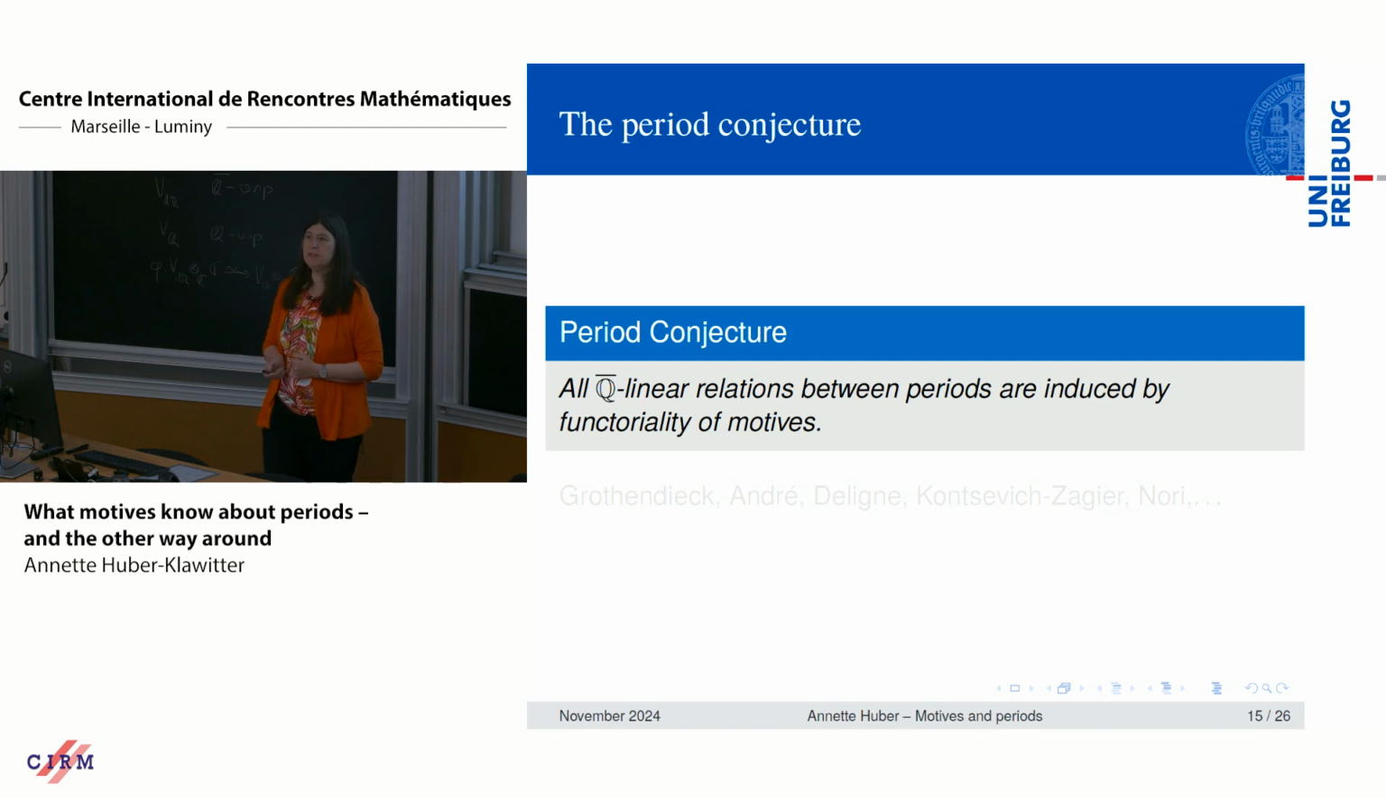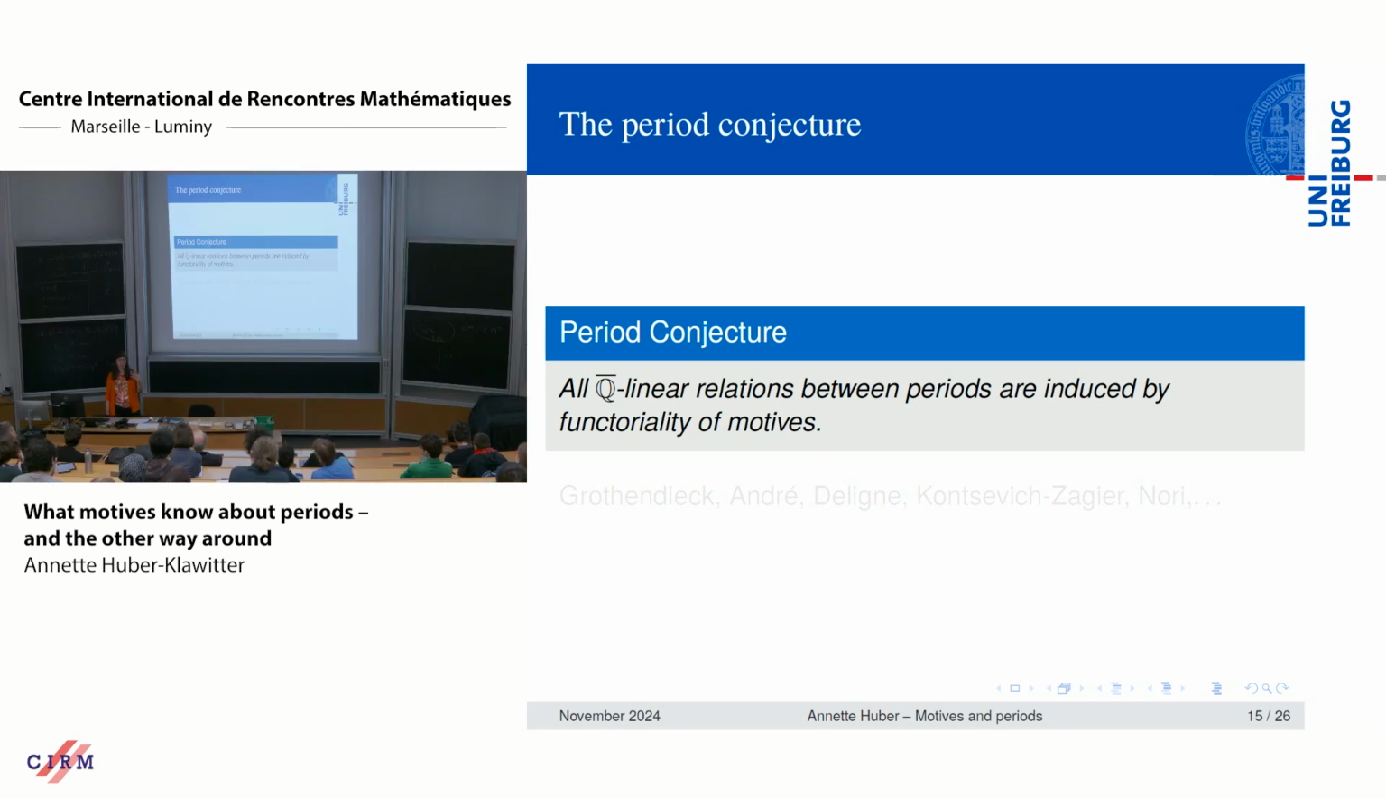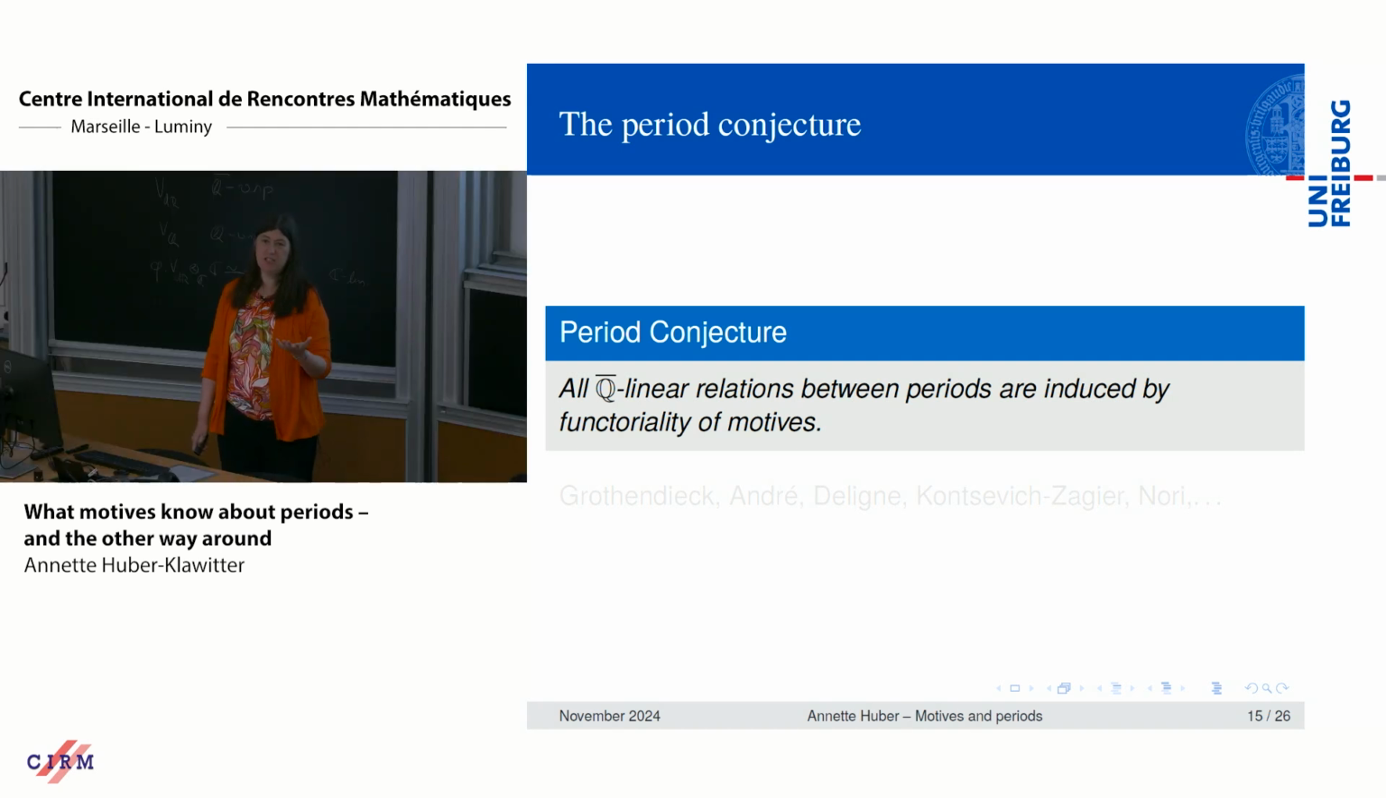Okay. This is what the period conjecture says. The period conjecture says that all Q-bar linear relations between periods come about in this way. I've shown you one example where a non-trivial relation between periods is explained by a non-trivial relation between motives. Well, it was established quite a while ago, so maybe now we say this is standard. But the conjecture says this is the only way. Basically, we can't think of anything else, so there can't be anything else.